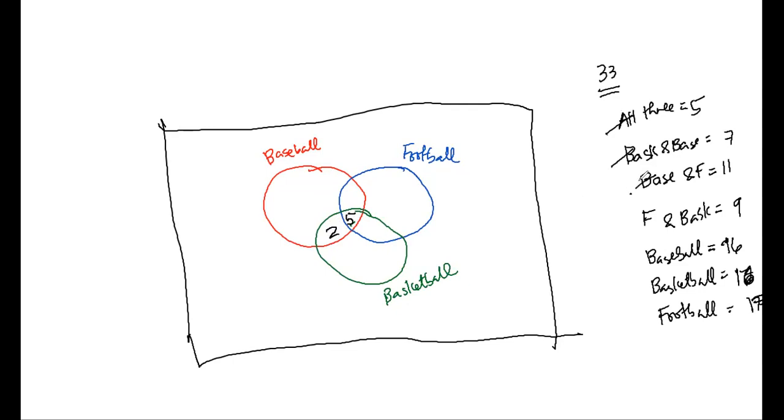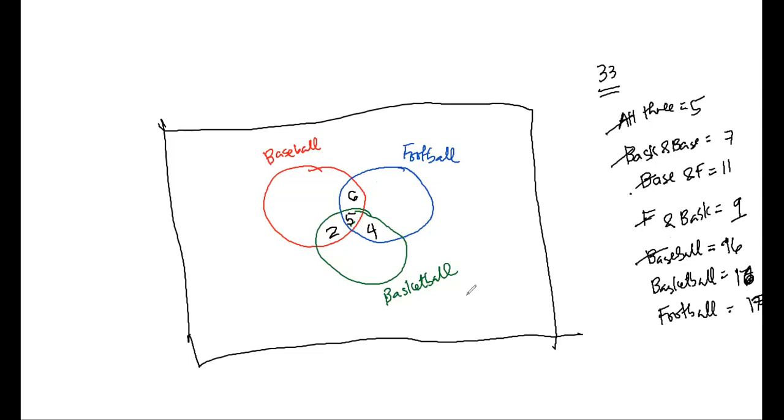Next, baseball and football. We have 11. Baseball and football, this area. We already have 5, so 11 minus 5, we'll get 6. Next, football and basketball. We have 9, but we already have 5 written. So we say 9 minus 5, we'll have 4 left.